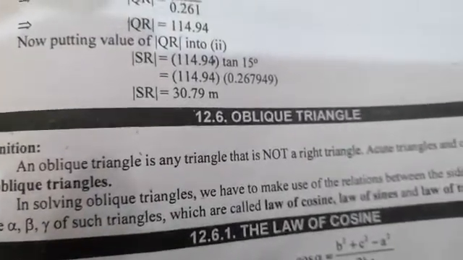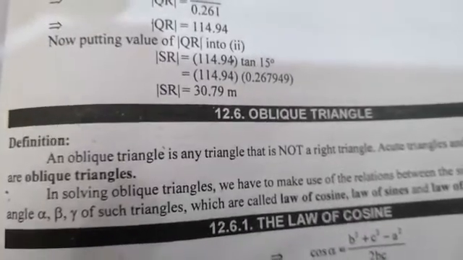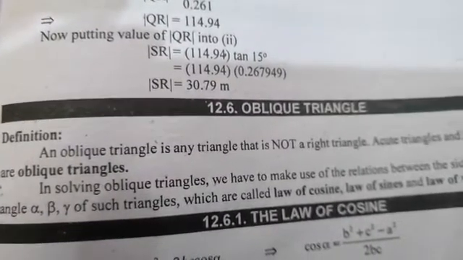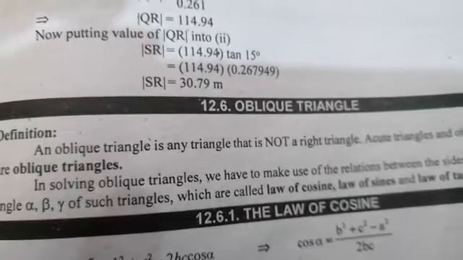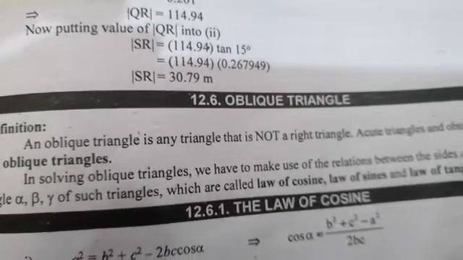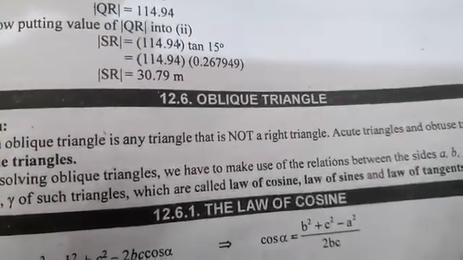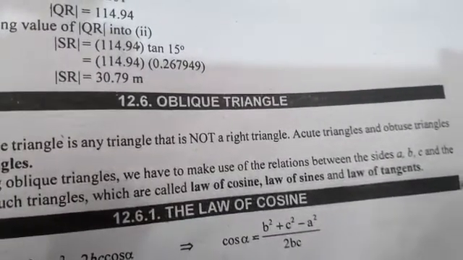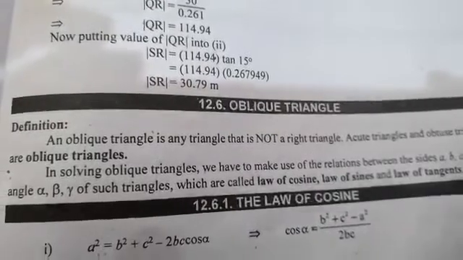Bismillahirrahmanirrahim. Oblique triangle. Definition: an oblique triangle is any triangle that is not a right triangle. Acute triangles and obtuse triangles are oblique triangles.